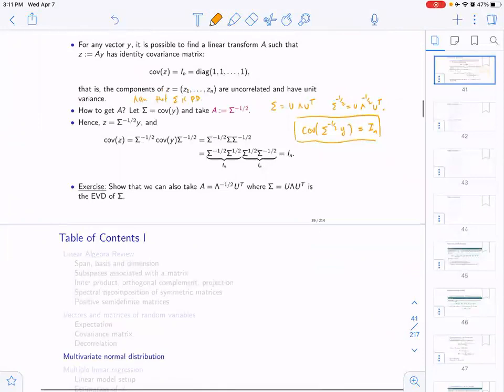So the main idea is that you can decorrelate a vector.